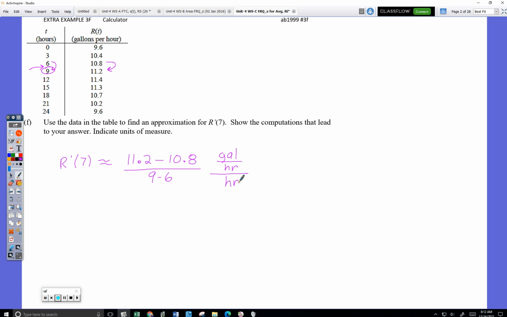So the reason it's an approximation and you're able to do that is because it doesn't give you the exact value of the hours, 7 hours, and then the gallons per hour during that. So that's why it's an approximation, because you can't find exactly what it's at. That is correct. We don't know exactly what's happening at hour 7. In fact, what we're really doing here is this right here, the computation of a slope. We are calculating the slope.